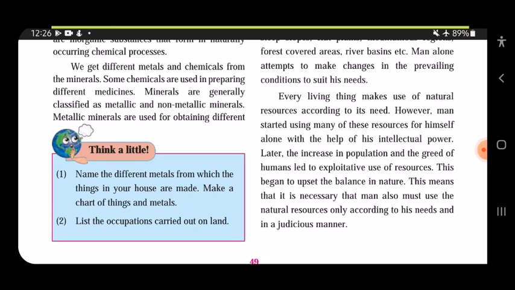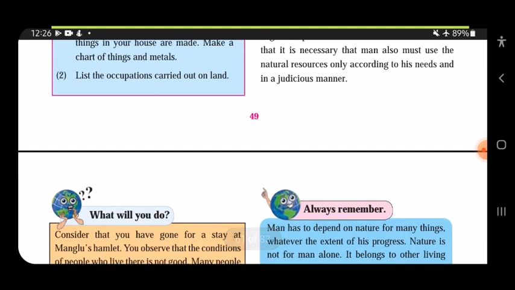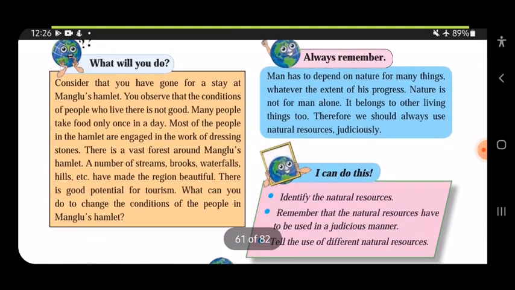So it's not only humans who are going to use the natural resources. There are other living things also like plants and animals. They too need the natural resources. So we have to use them properly, judiciously. Okay? Let's see what to always remember. Man has to depend on nature for many things. We know that. Whatever the extent of his progress, nature is not for man alone. It belongs to other living things too. Therefore, we should always use natural resources judiciously.